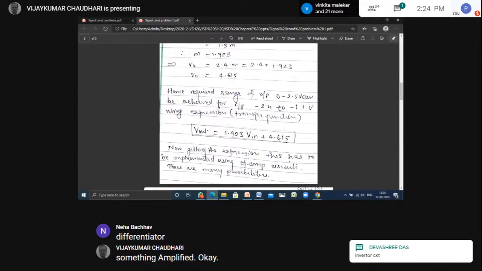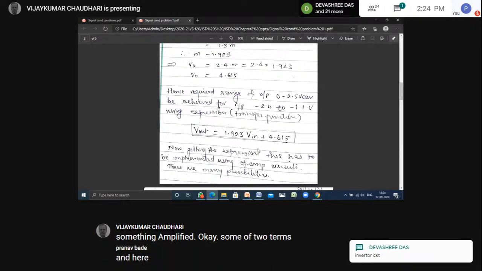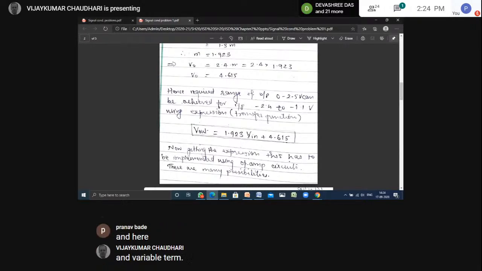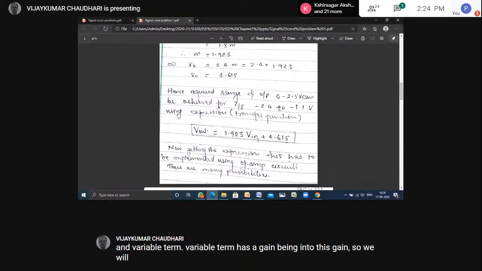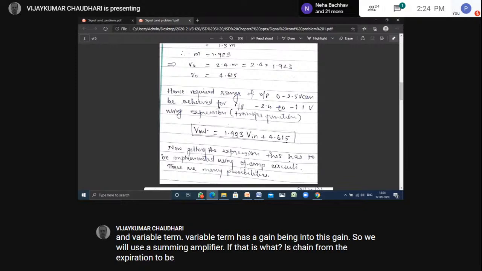Sum of two terms. So a fixed term and a variable term. The variable term has a gain, being multiplied into this gain. So we will use a summing amplifier. That is what is seen from the expression. So the op-amp circuit to be used should be a summing amplifier.